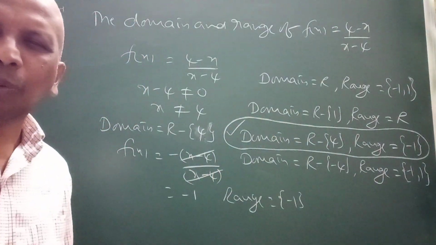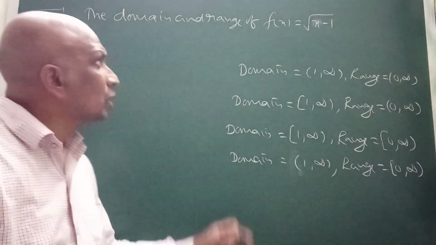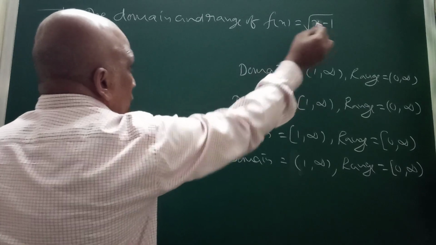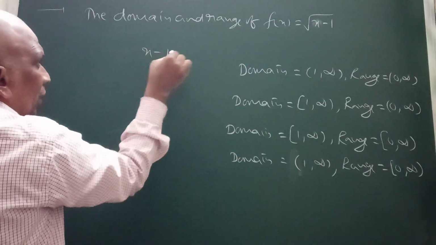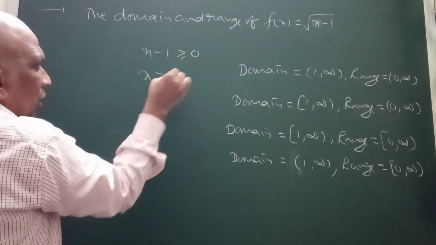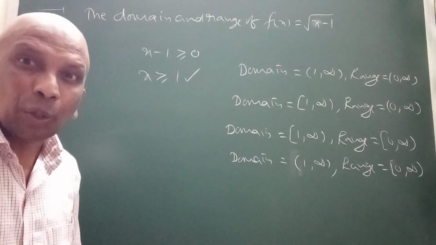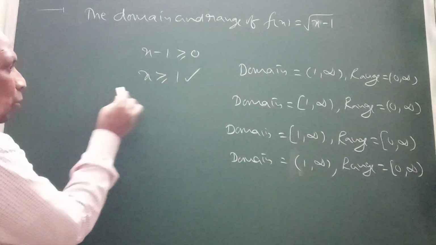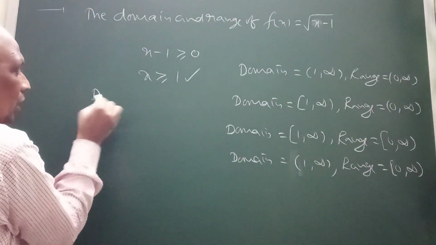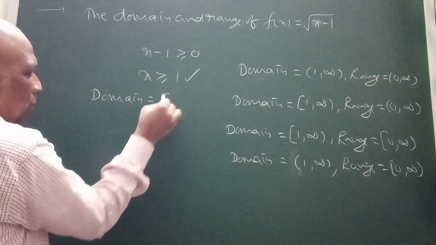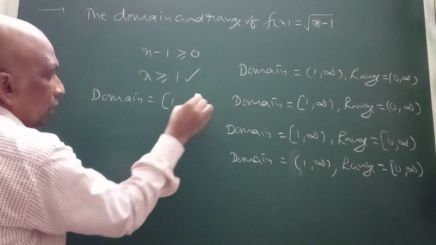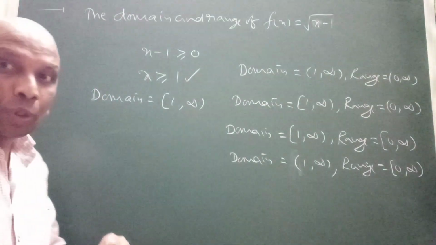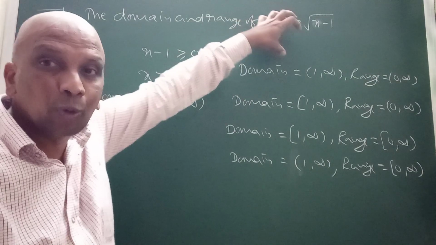Now I am going to do the next problem. In this problem, I am going to explain domain and range again. They have given root of x minus 1. So I can define this function when x minus 1 is greater than or equal to 0, so x is greater than or equal to 1. So what is the domain here? X greater than or equal to 1 means the domain is 1, including 1, to infinity. This is the domain, right? When they are talking about the range, it means the output value, right?